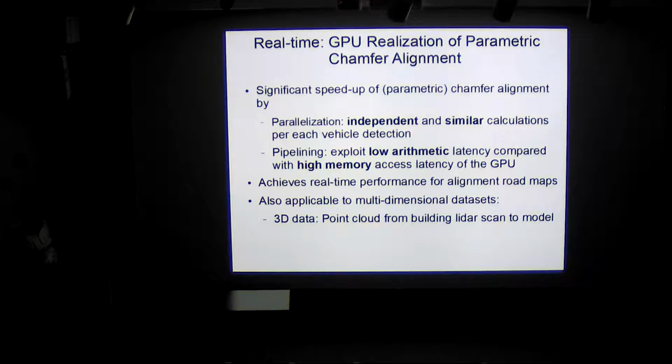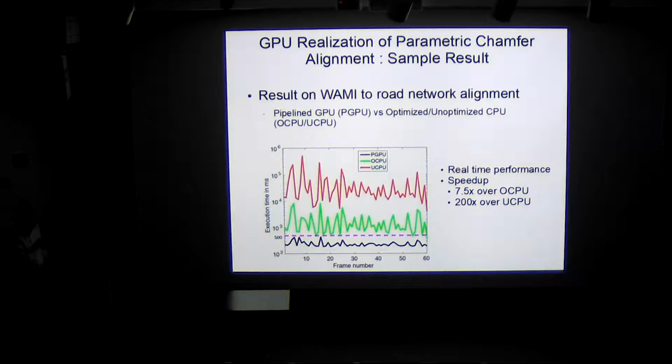This is also applicable to other multi-dimensional data sets, in particular for 3D data and point clouds from buildings. So this is showing you the performance for the alignment of the wide area motion imagery to the road network. This is performance for an unoptimized CPU implementation. This is the performance for an optimized CPU implementation. This is what corresponds to real time, 500 milliseconds, which is the interframe duration. And this is our GPU implementation. So we can accomplish this in real time using the GPU implementation.